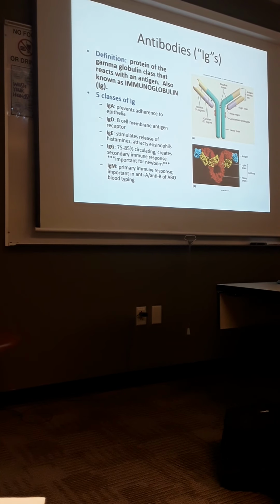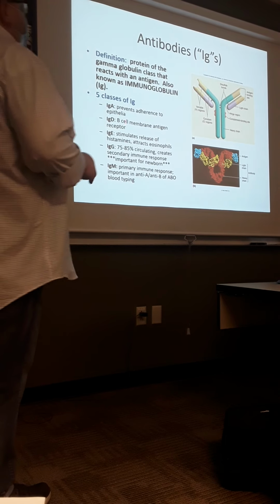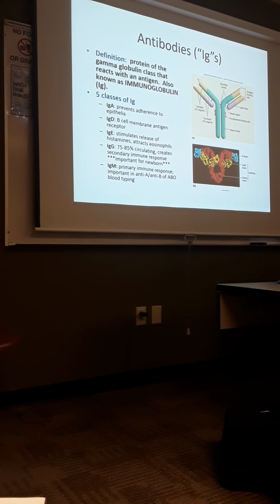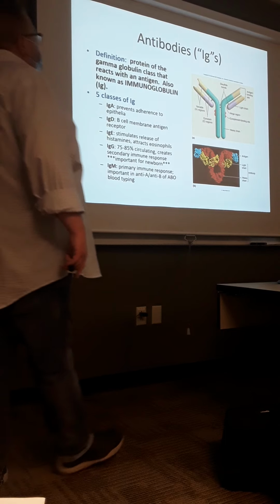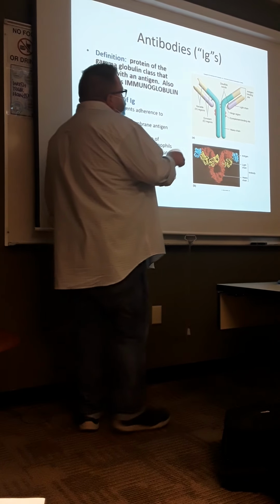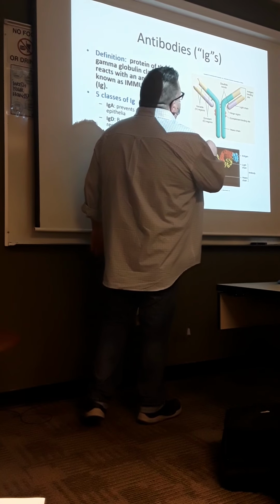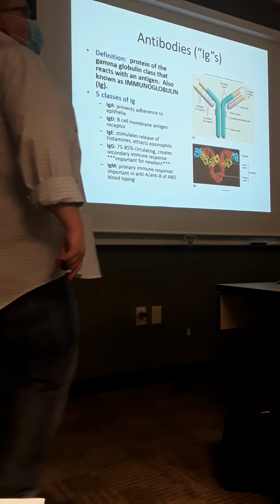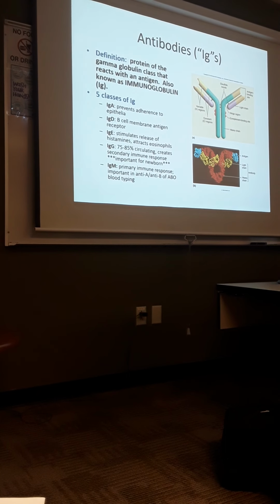Antibodies we have talked about previously. We talked about blood typing. It's a large protein that's Y-shaped, and they bind to antigens. They're also known as Igs or immunoglobulins. And you have this yellow region here. These yellow regions are the regions that are going to bind the antigen. Those are the most variable region.